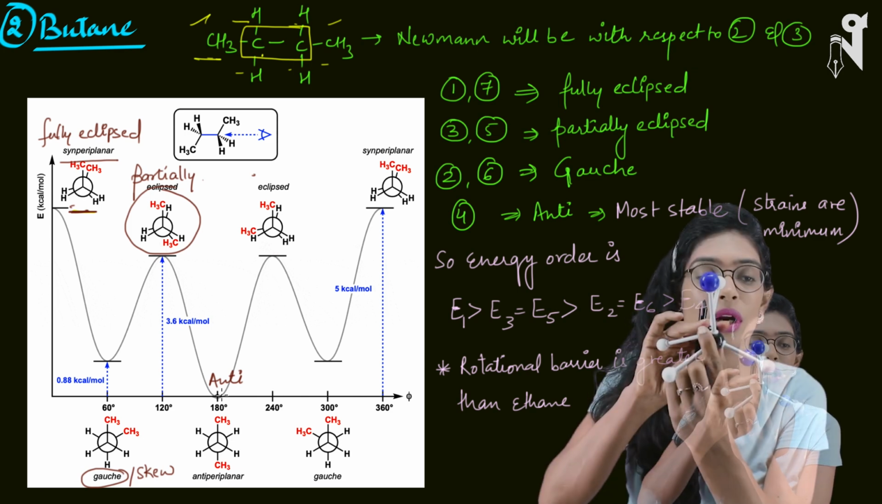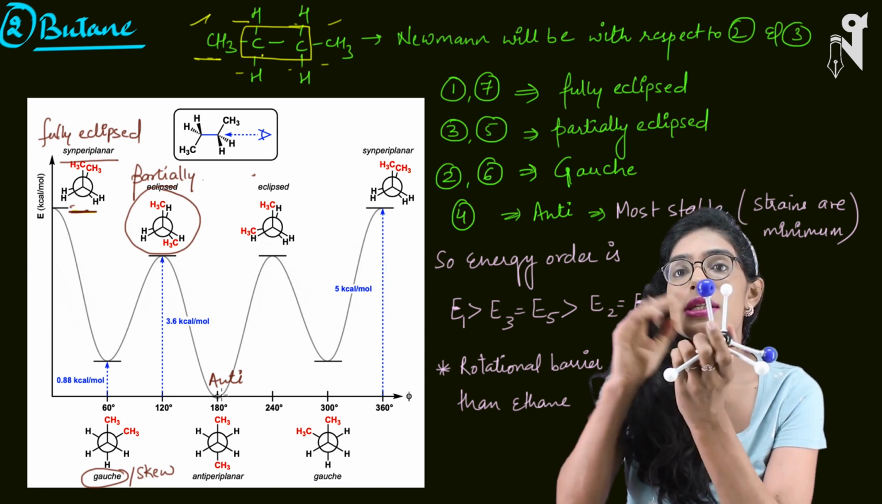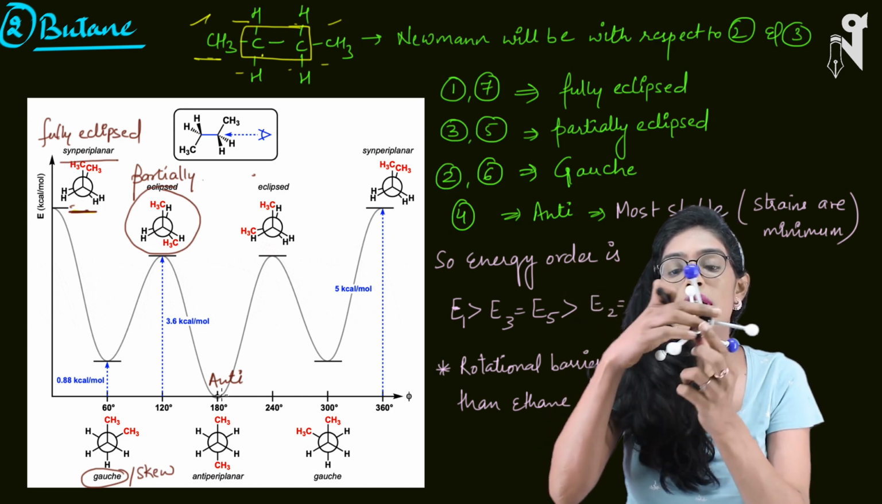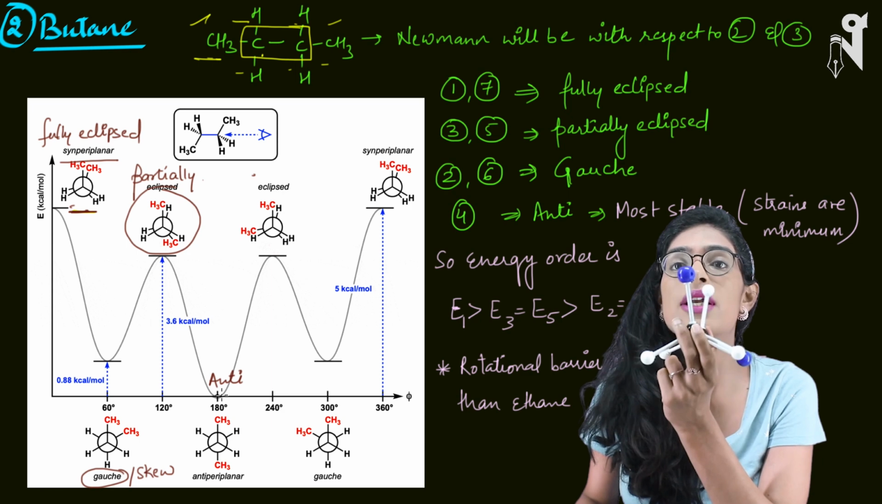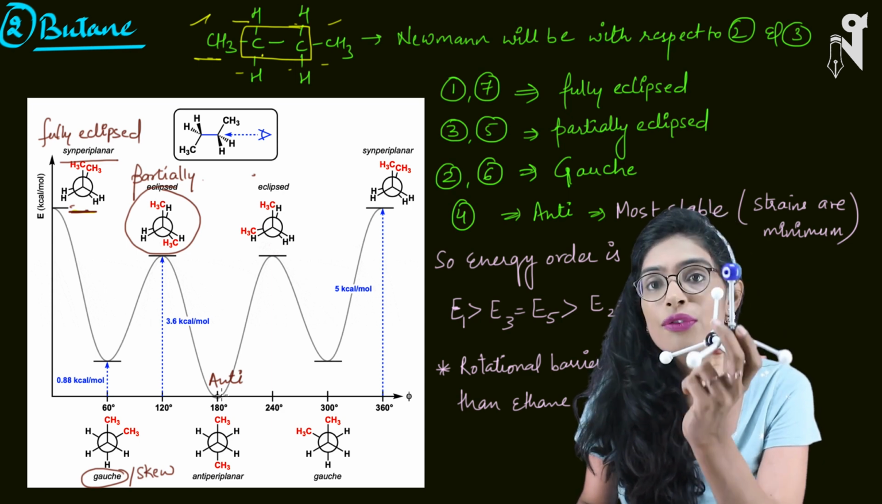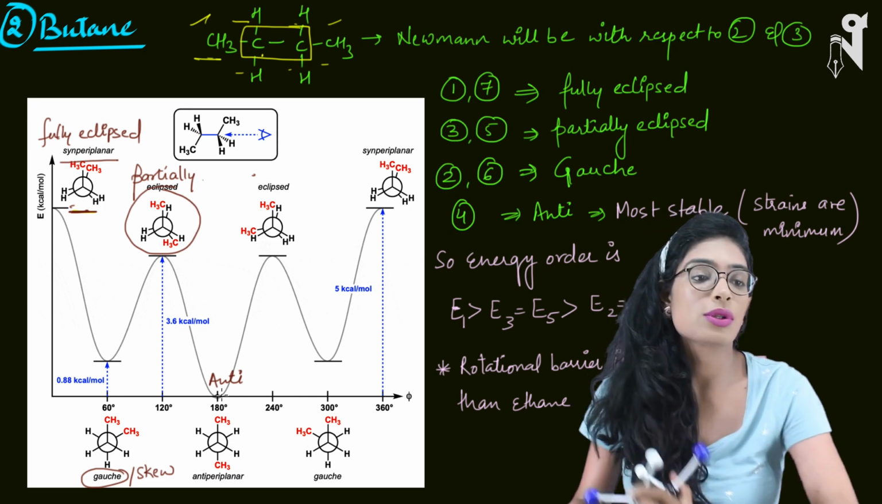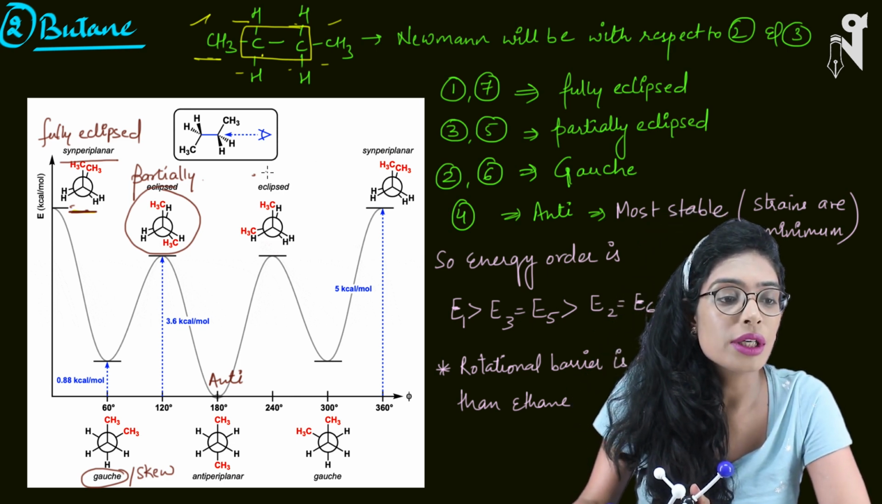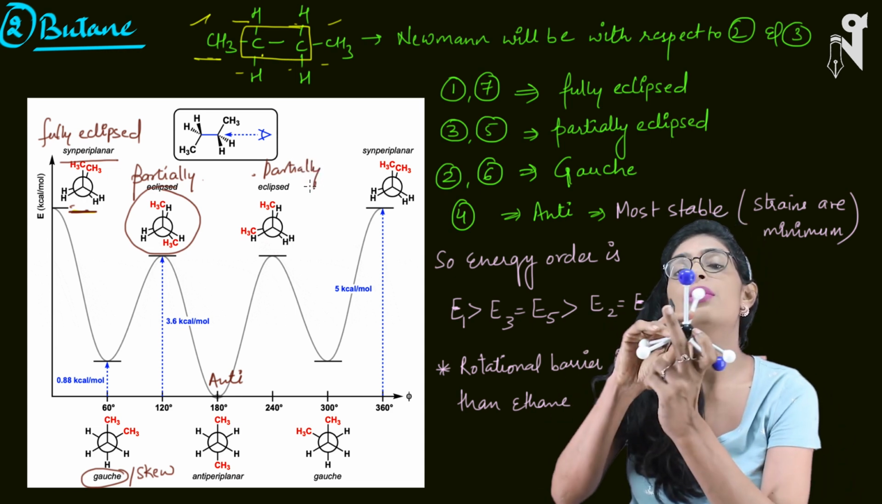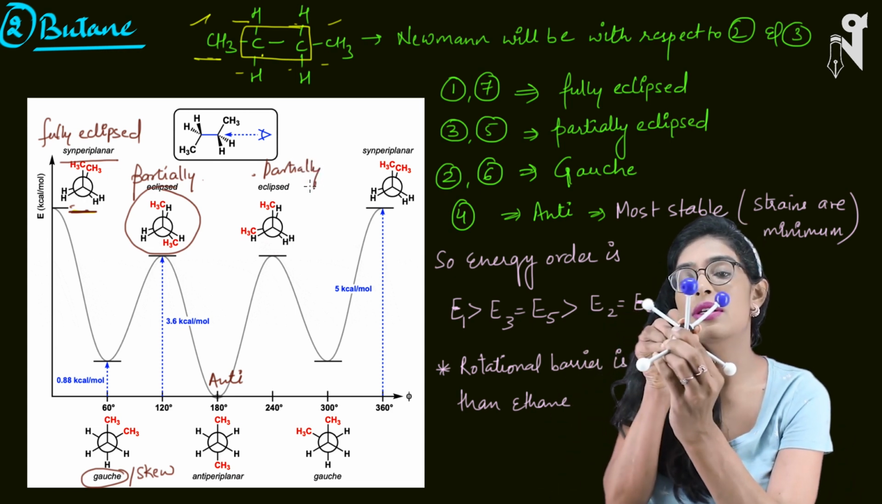So now it is 240 degrees. Again, behind CH3 is hydrogen, behind this hydrogen is CH3, and behind this hydrogen is hydrogen. So again different groups are covering each other. So this is also eclipsed, but not fully eclipsed. Instead, this is partially eclipsed. Okay, again rotate it a further 60 degrees.